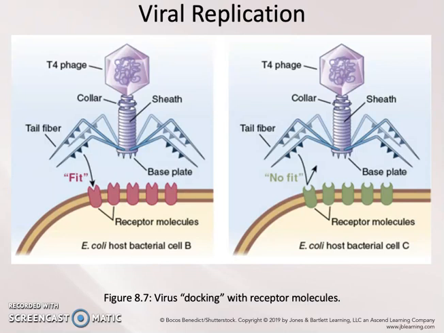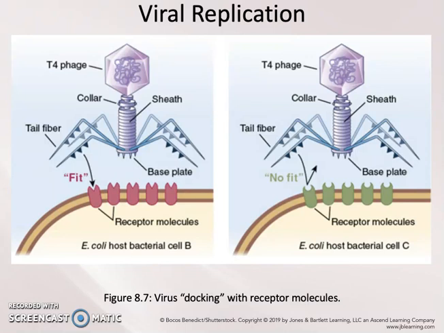The T4 bacteriophage attaches its tail fibers to the cell walls of the E. coli cells. This attachment is very specific, much like a lock and key fit. If the cell walls of the E. coli cell do not contain proper receptor molecules, the T4 bacteriophage viral particles will not attach. And if they cannot attach, then they will not replicate inside that E. coli cell.